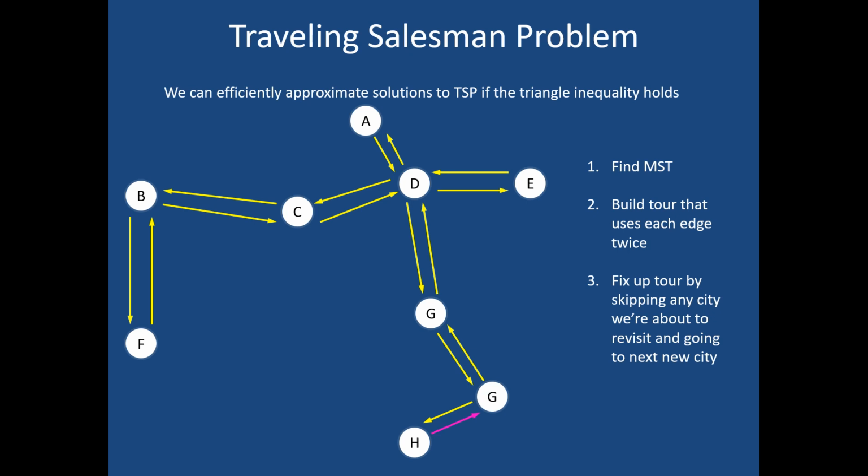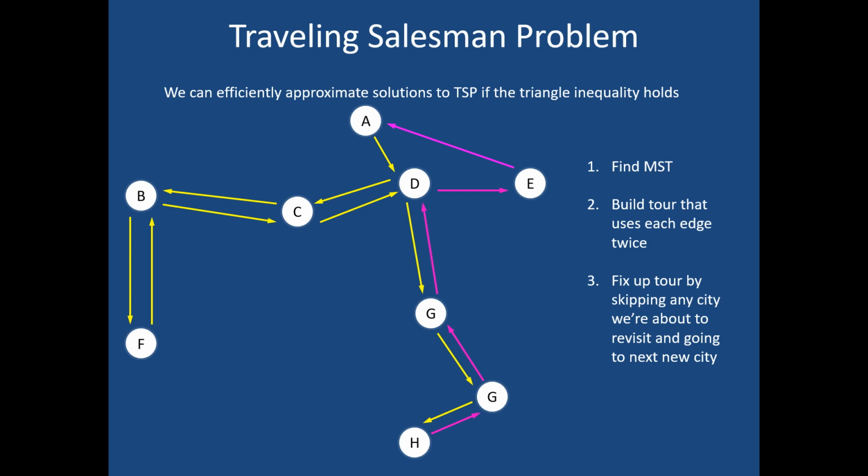So we'll go from H to G, that's good. From G to G, that's good. From G to D, so far so good. D to E, but now if we keep following that tour, we're going to go back to D, which you already visited. So the idea is we fix it up by skipping D and go directly to A. Now, if we knew the length of the yellow tour to A, what can we say about the length of the purple tour?